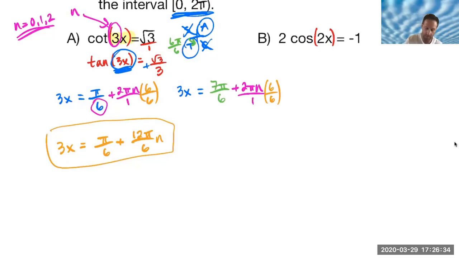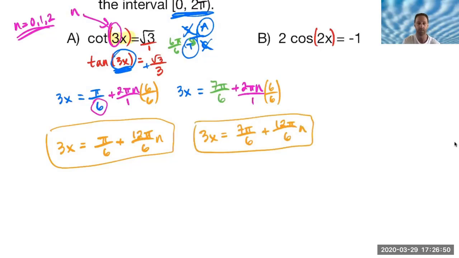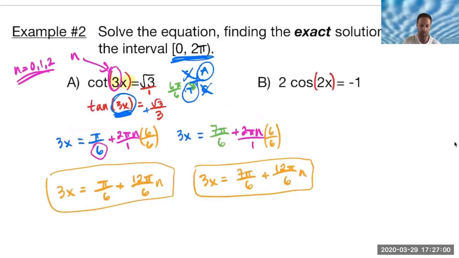Now I'm going to do the same thing over here for quadrant 2. I'll have 3x equals, this time my reference angle is 7 pi over 6. And when I add that 12 pi over 6 to it n times, that will give me my other answers. So I will now do 3 different steps in order to give all possible solutions within 0 to 2 pi, the interval that they gave me.